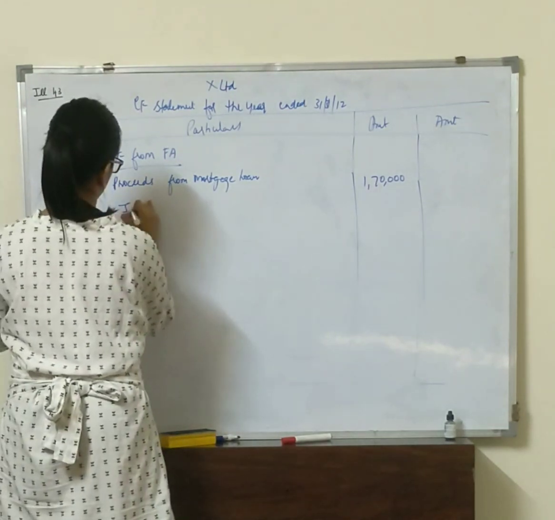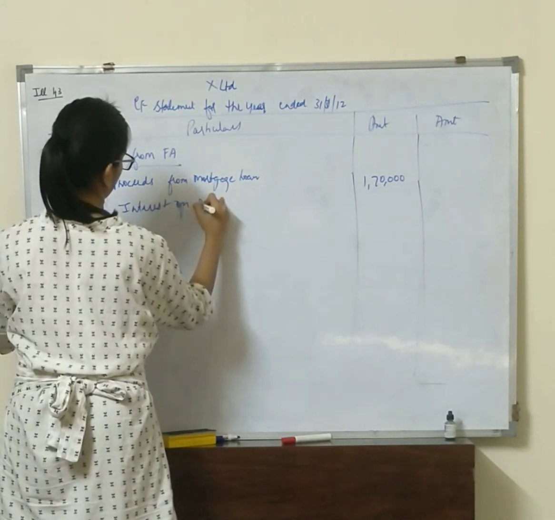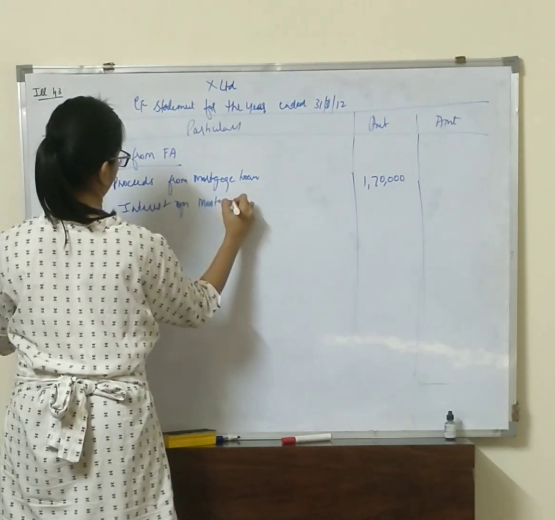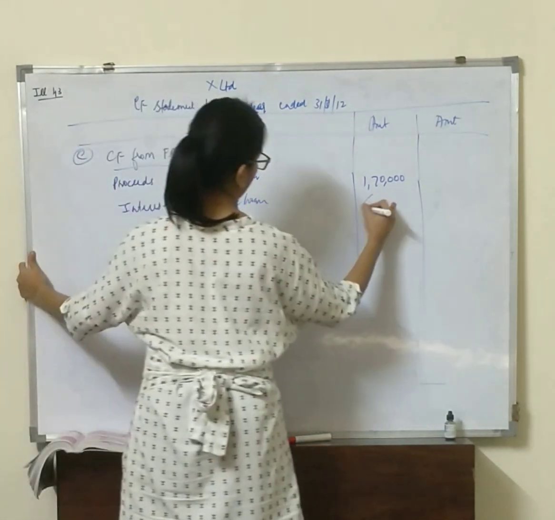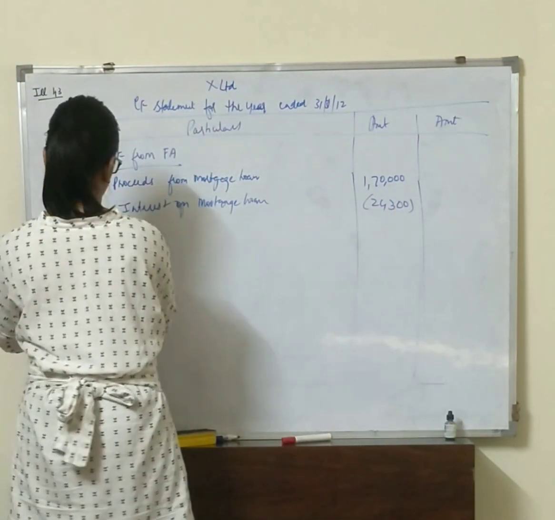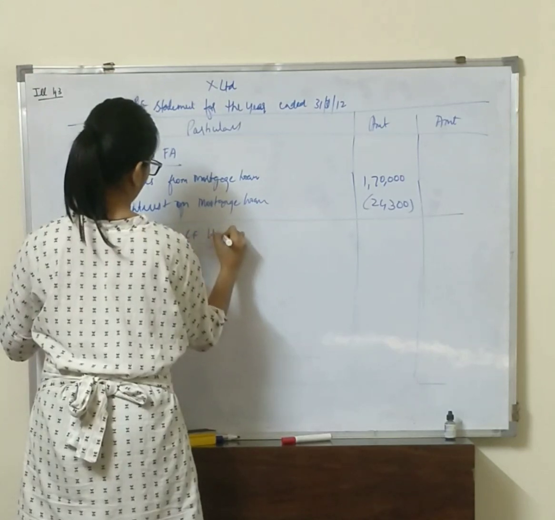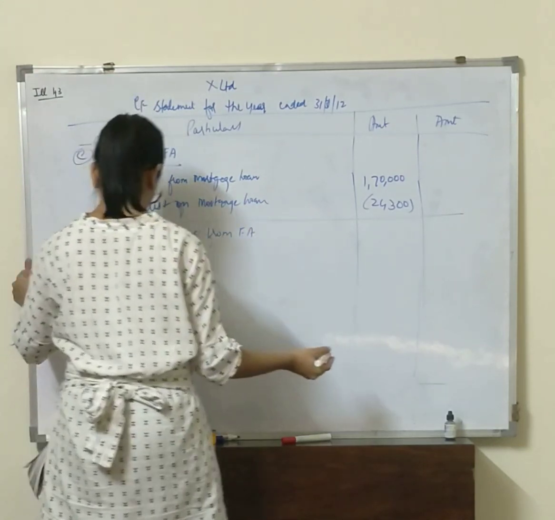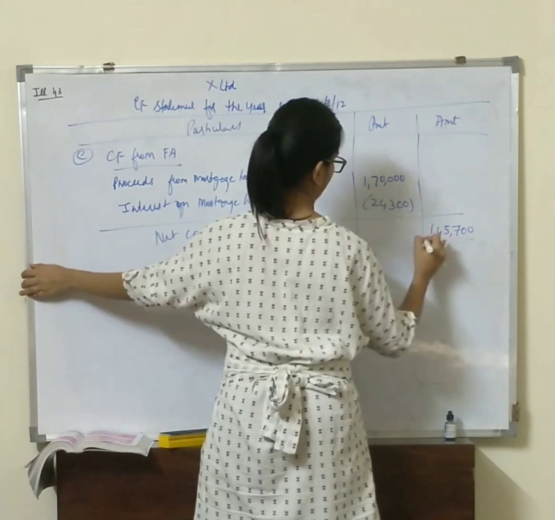Then we have interest on mortgage loan. How much is the interest? Under adjustments they have given us, it is 24,300. Anything else? No. So we get our net cash flow from financing activity. How much is it? It is 1,45,700.